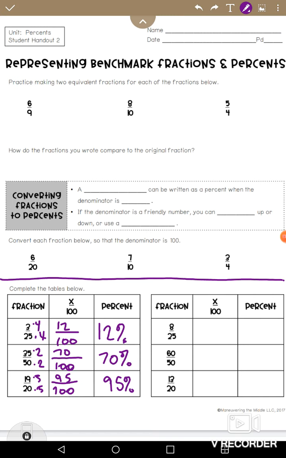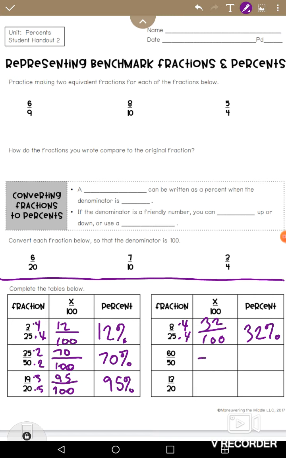Okay, now you've worked out the last 3. 8/25ths, you should have written 100, 25 times 4, multiply on top by 4, 8 times 4 is 32, 32 over 100, 32%.